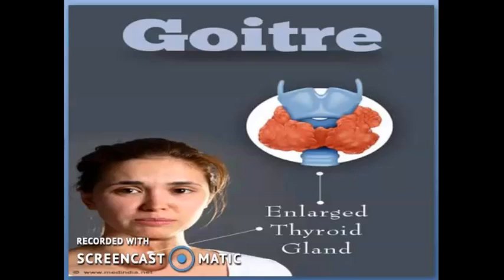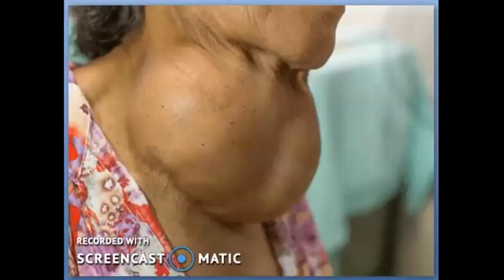Enlarged means swollen. Why is the gland swollen? It searches for iodine. Iodine is very essential for the thyroid gland, so the thyroid gland is searching for iodine and becomes swollen. Symptoms like deafness, tiredness, weight gain, and swelling in the neck are all shown by the goiter person, right children?